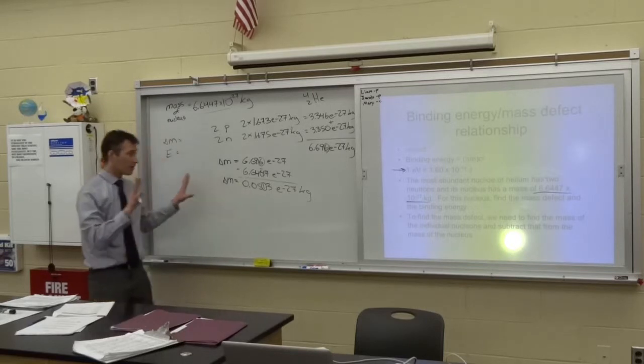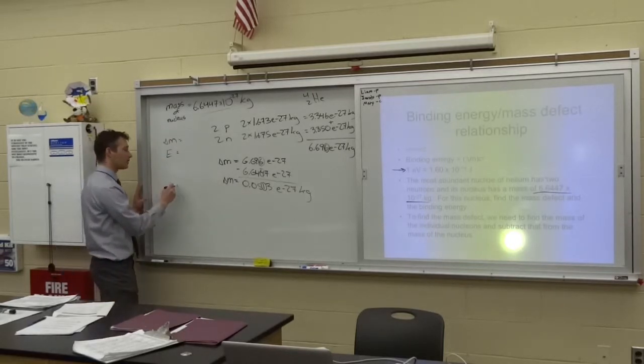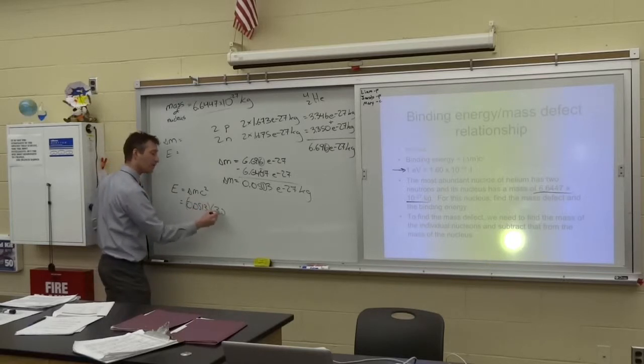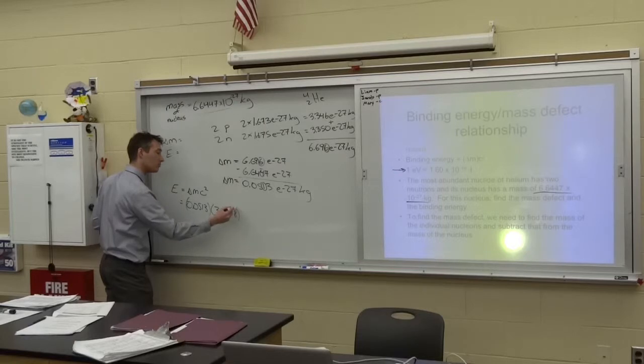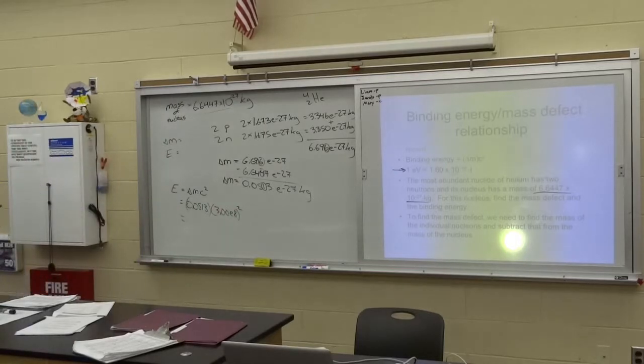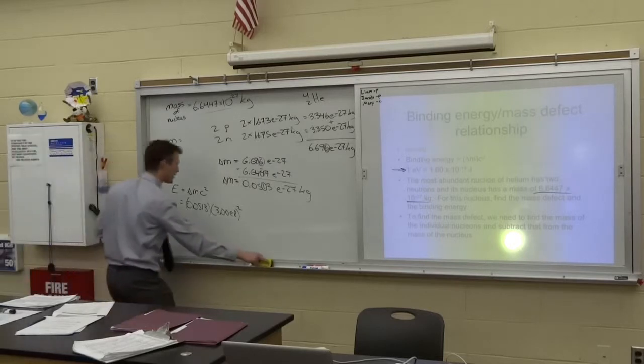All right. Next, to find the binding energy, I will use our mass energy equivalency statement. Right? So I have my mass defect. So I will multiply that by the speed of light squared. And I will get an answer that will be in joules. Oh boy, what did I do? I forgot my darn exponent.